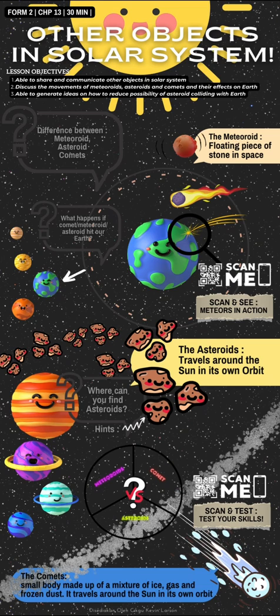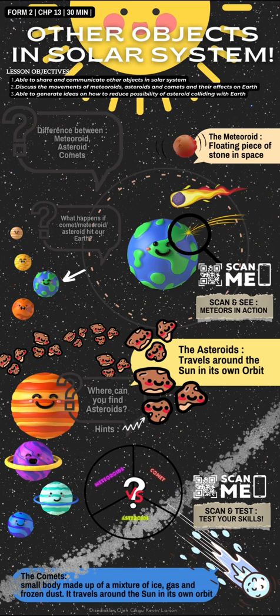Okay, so let us look at the characteristics. What is the meteoroid? The meteoroid is a floating piece of stone in space. It is like a random stone. It is a random stone, and it can fall into the Earth's atmosphere. As it falls into the Earth's atmosphere, we can see that it will form a fire. It will form a light.